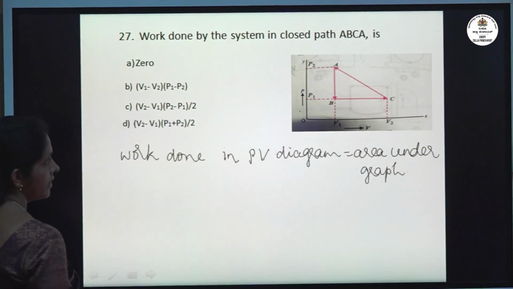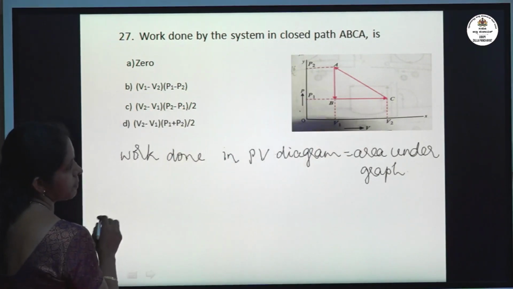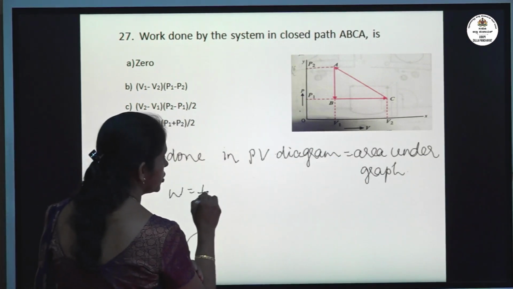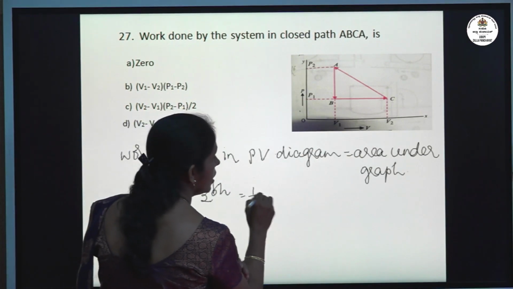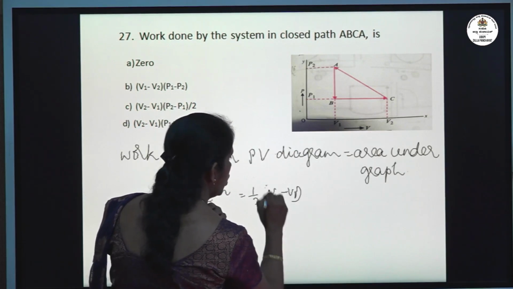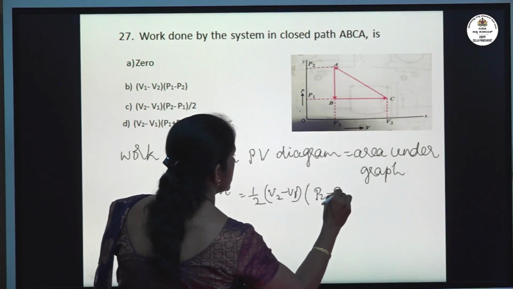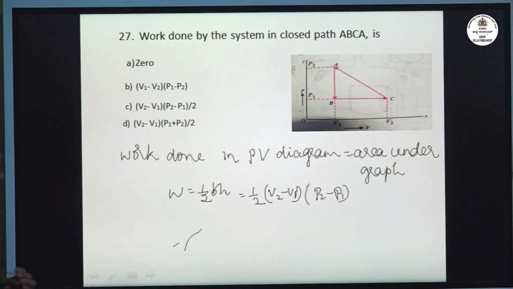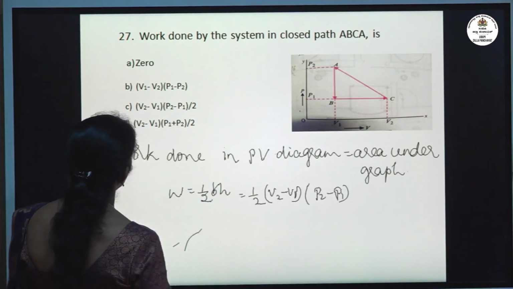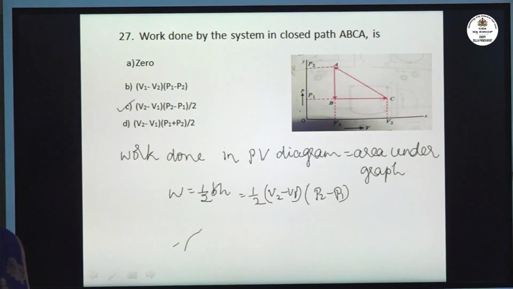Area of this triangle gives the amount of work done in this PV diagram. Area is given by half into base into height. Base is volume, final volume minus initial volume. Height is nothing but pressure, final pressure minus initial pressure. Therefore, the option is V2 minus V1 into P2 minus P1 divided by 2. Option C is the correct answer.